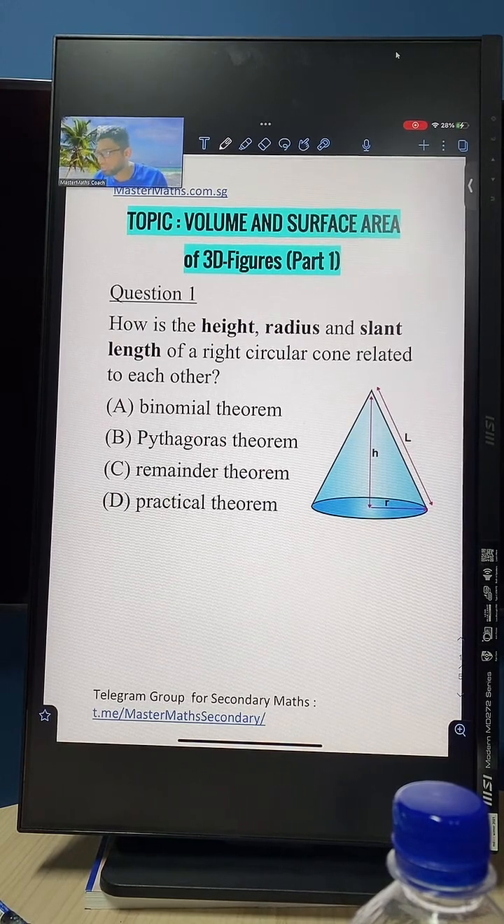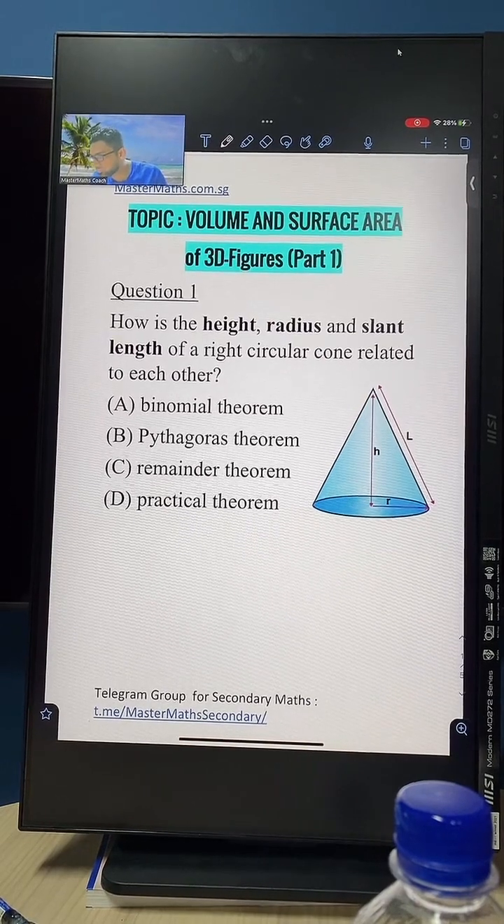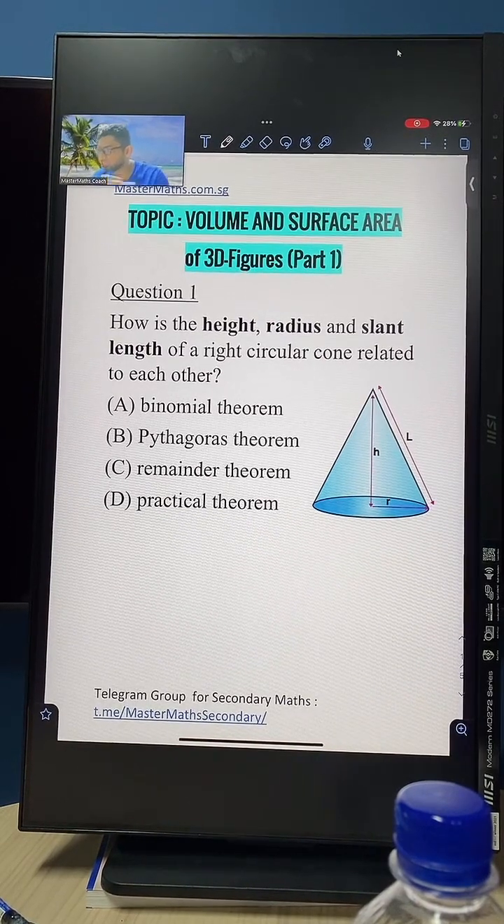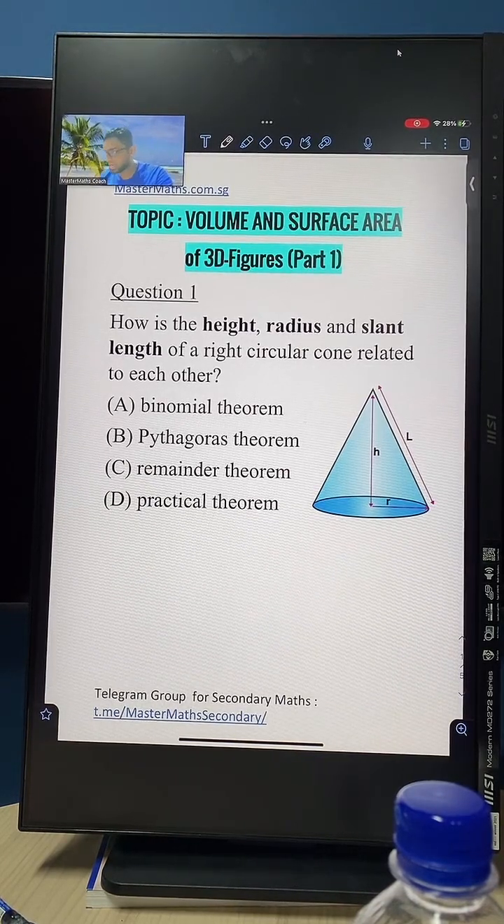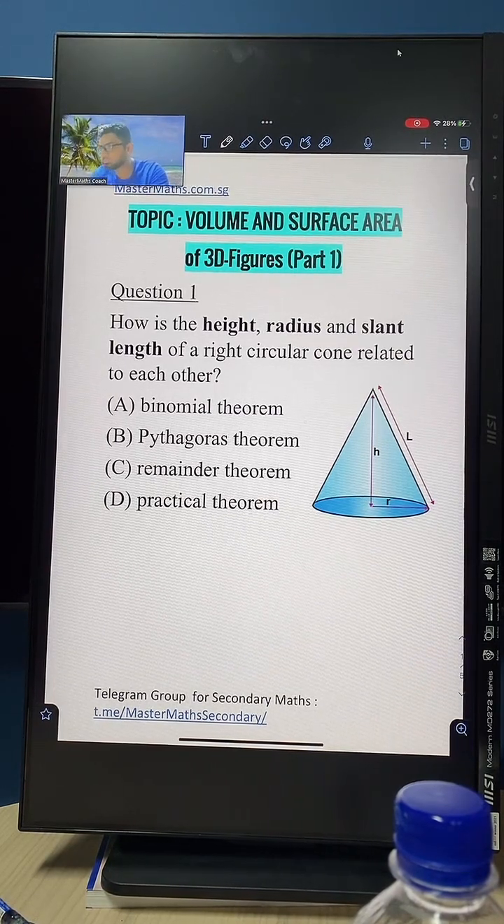Okay, Mushroom says B is the answer. Alright, thank you very much. Guys, what's your answer for this? Which level? This is for Sec 3 and above. If you are Sec 3 and above, tonight's live will be very interesting for you. You will learn about volume. Mushroom says the answer is B.